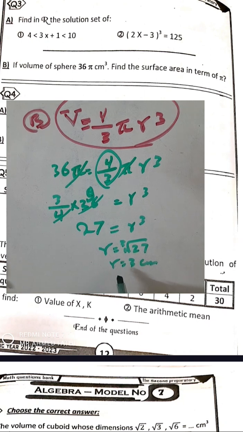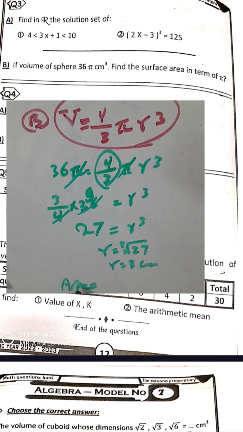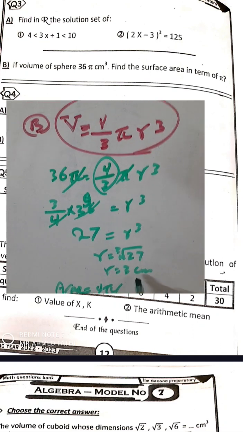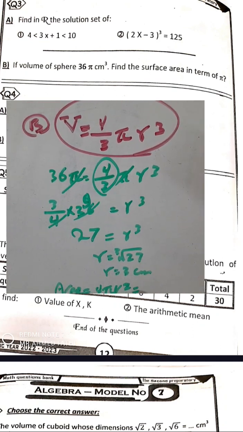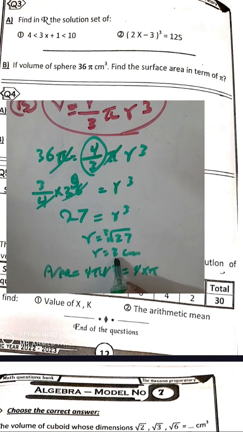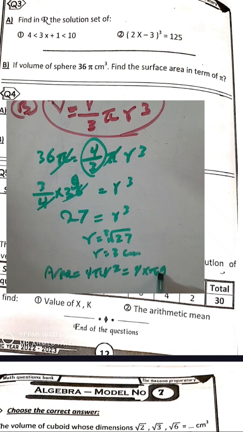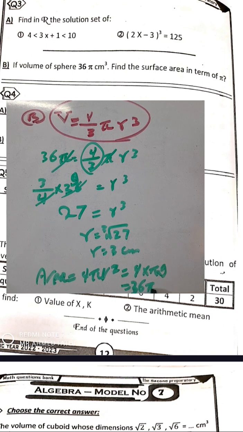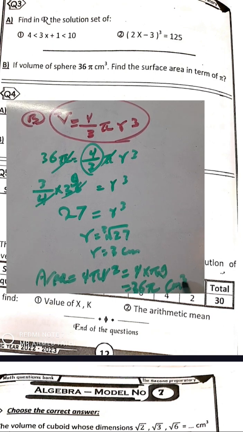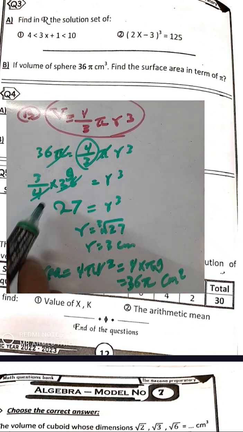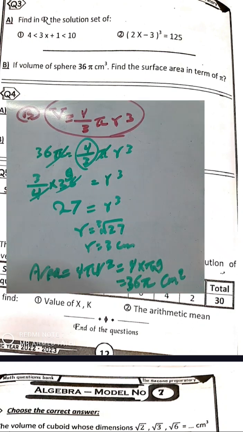And then you will find the area. The area of a sphere equals 4 pi r power 2. R here equals 3. 3 power 2 will be 9. Then the result will be 4 pi times 9, which is 36 pi. It's the area, so it is in square centimeters, but the volume was 36 pi cubic centimeters. Then the area will be 36 pi square centimeters.